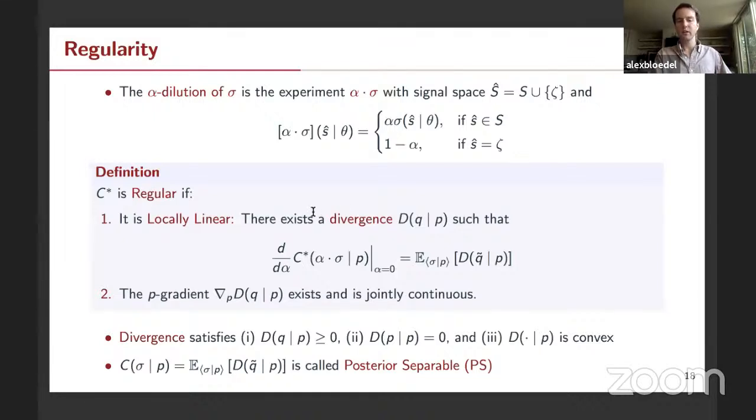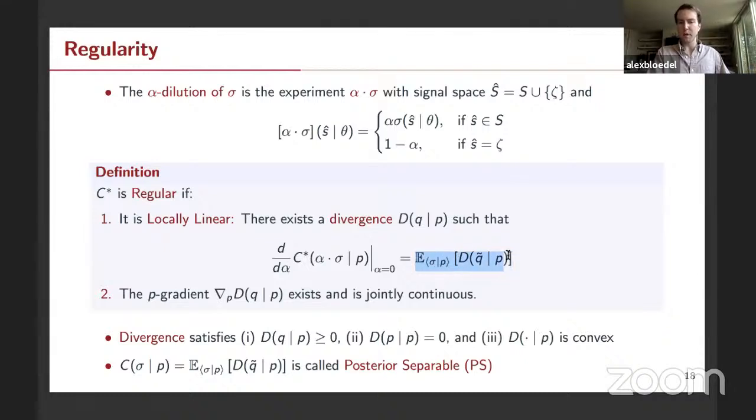A cost function is regular if, first of all, it's what we call locally linear, which means that, for each experiment, the cost function is differentiable with respect to this alpha weight at alpha equals 0. This is a kind of directional derivative in the direction of sigma. And moreover, there exists a function on the space of beliefs called a divergence, which roughly speaking is like a distance function between the prior and the posterior, except it needn't satisfy the triangle inequality, so isn't necessarily an actual distance function, such that this directional derivative is equal to the expectation under the experiment of this divergence.